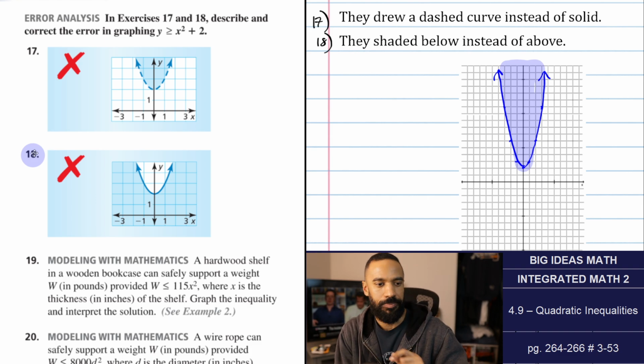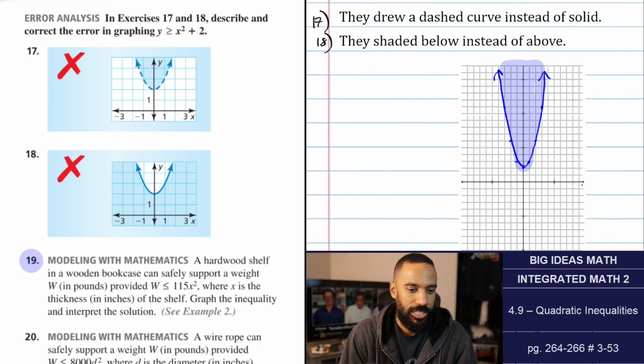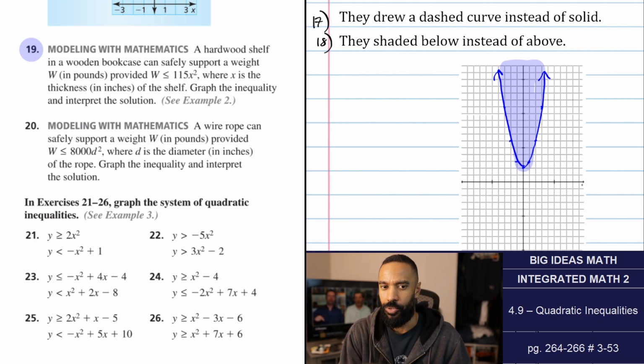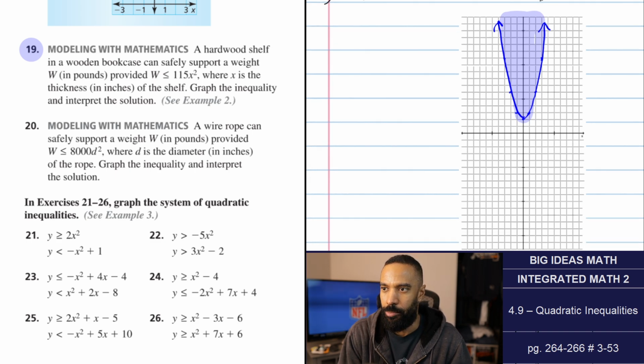17, 18, boom. Number 19, modeling with mathematics. A hardwood shelf in a wooden bookcase can safely support a weight W in pounds provided that the weight is less than or equal to 115 times x squared, where x is the thickness in inches of the shelf. Graph the inequality and interpret the solution.